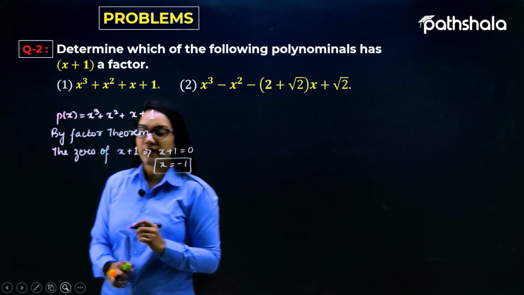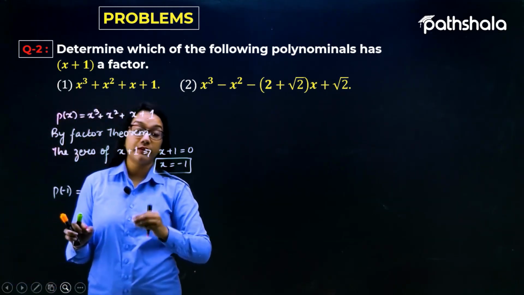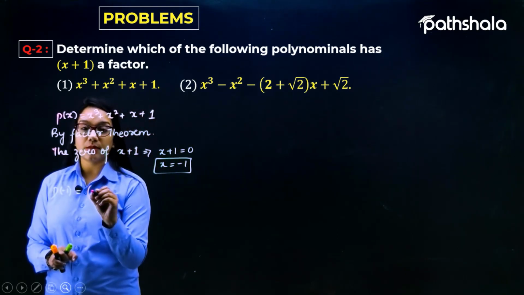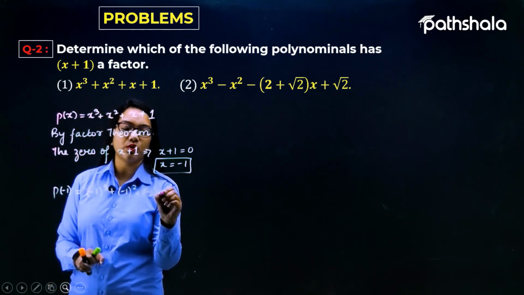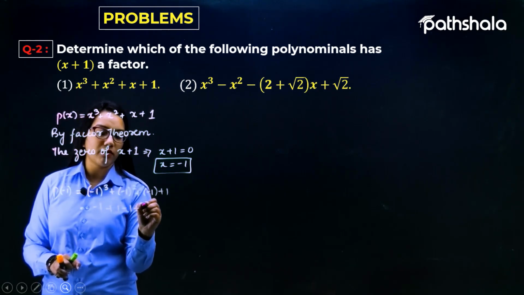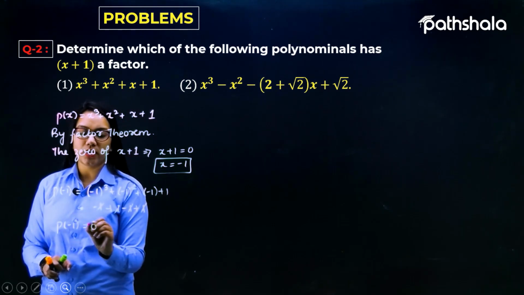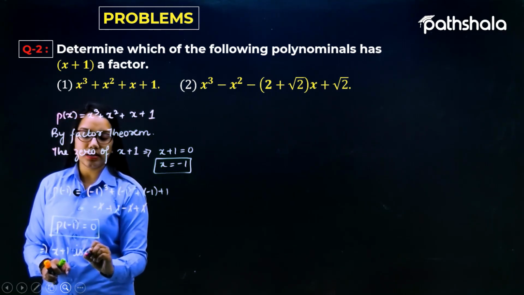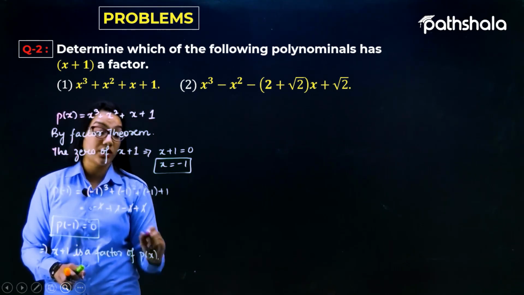Now let's substitute this value into the polynomial. If it gives the answer 0, it means it is a factor, else it is not a factor. So let's substitute the value: minus 1 whole cube plus minus 1 whole square plus minus 1 plus 1. Now let's solve it. It is minus 1 plus 1 minus 1 plus 1. So all the values get cancelled with each other. It means that p of minus 1 is equal to 0. Hence it implies that x plus 1 is a factor of p of x using the factor theorem.